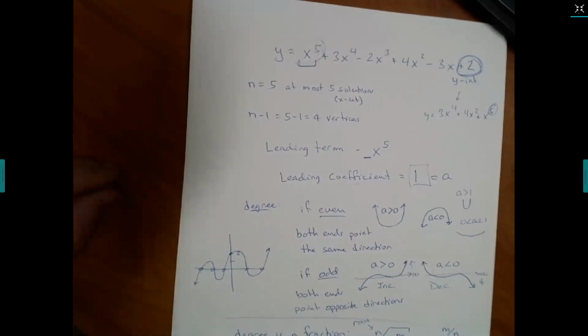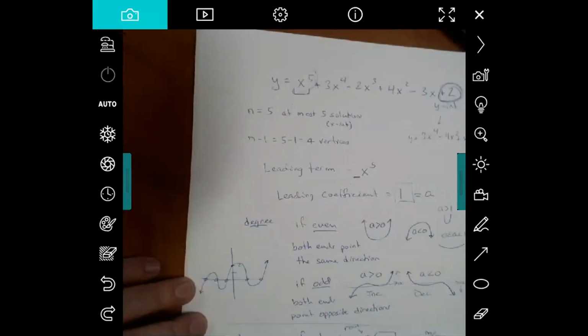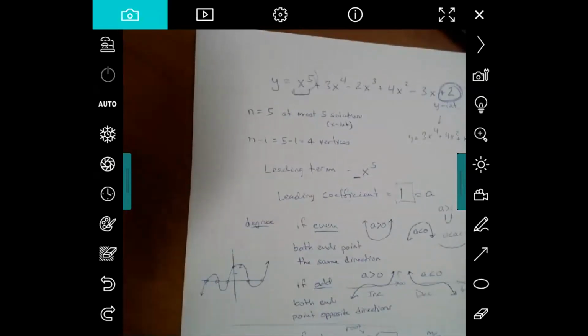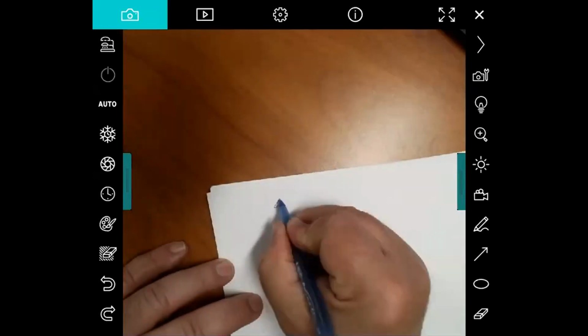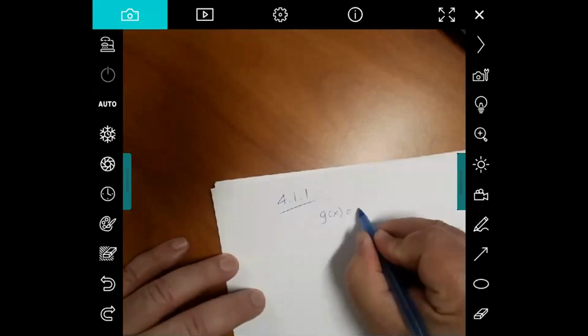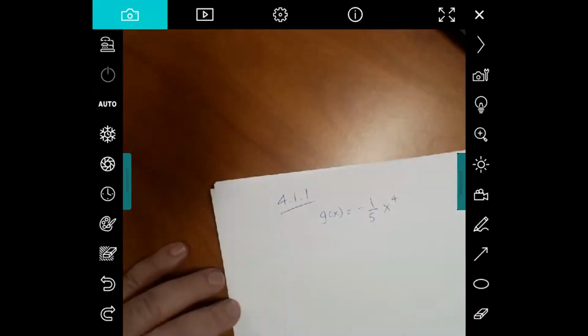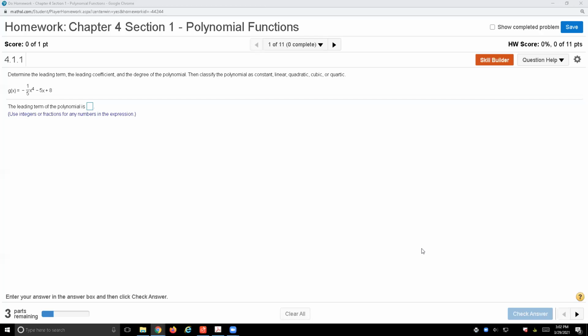Okay, let me see if the question has popped up yet. Yes. Here's chapter 4, section 1, question 1. G of x is equal to negative 1 over 5 x to the 4th, minus 5x plus 8.